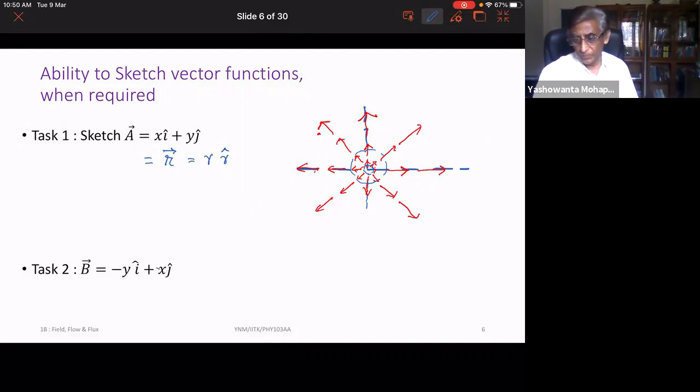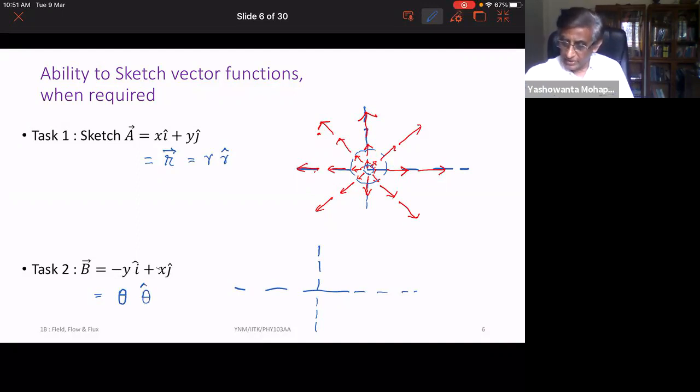Okay, and similarly, what is this now? If you realize, this is theta, which in your course so far you might have called theta, the angle from the x-axis. And in what direction is it pointing? In the theta hat direction. You may or may not realize this, but let us plot that out.